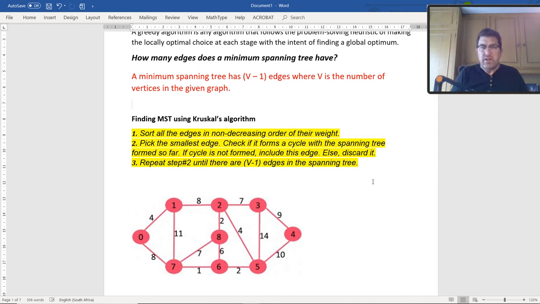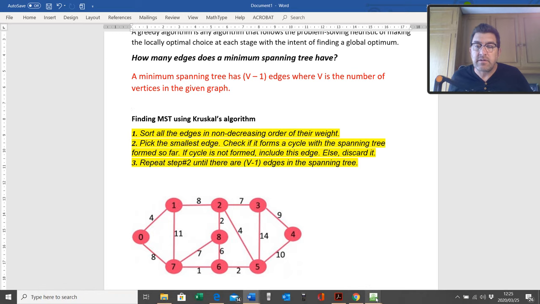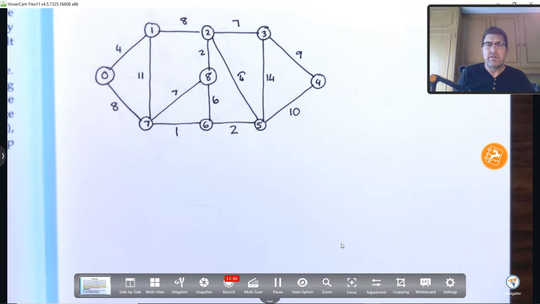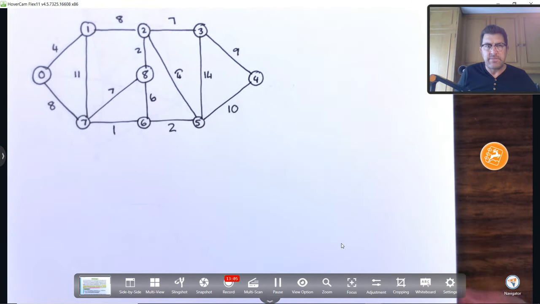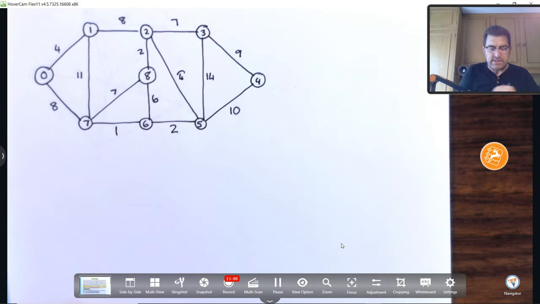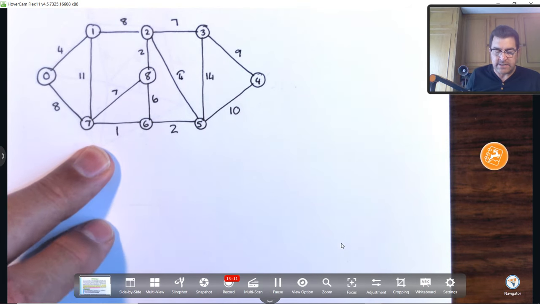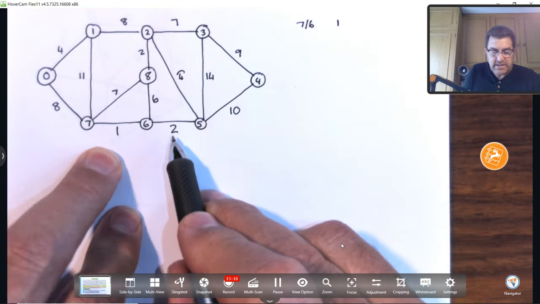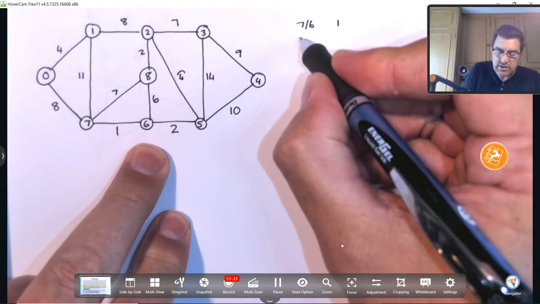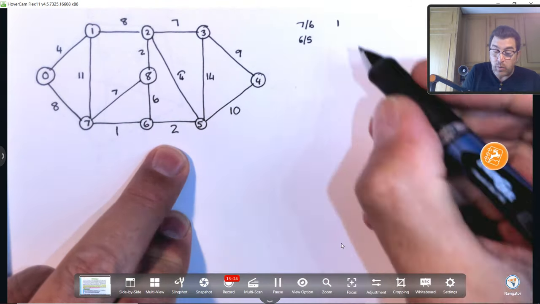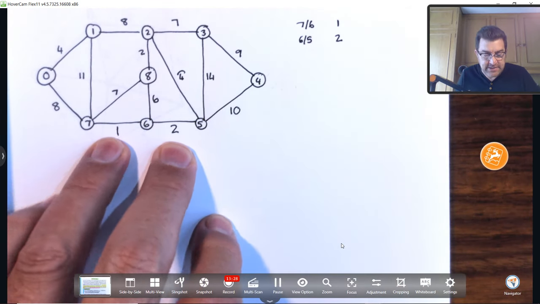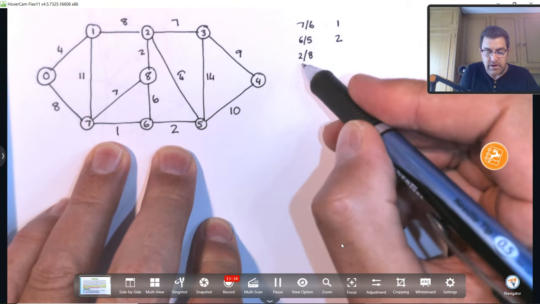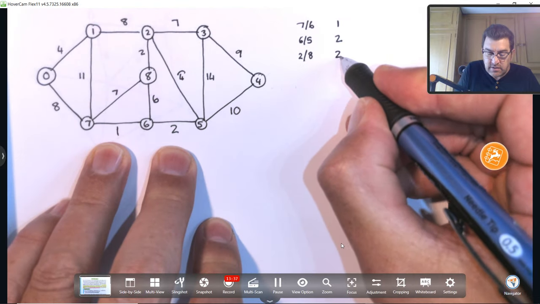Okay, so I've got my graph drawn here on this piece of paper for us. Let's have a look at it. There's the graph, and we're going to apply the algorithm. So we're going to write down the edges in order of their size. I'm going to call this edge 7, 6. It has a weight of 1. The next highest weight is edge 6, 5. That has a weight of 2. The next one is 2, 8 or 8, 2. It can work in any direction. That also has a weight of 2.